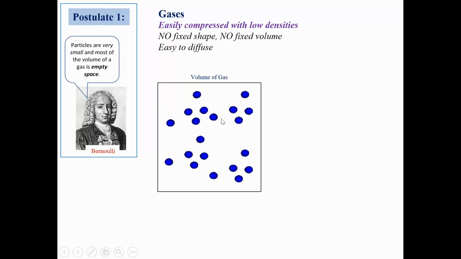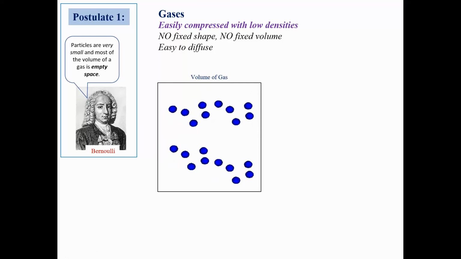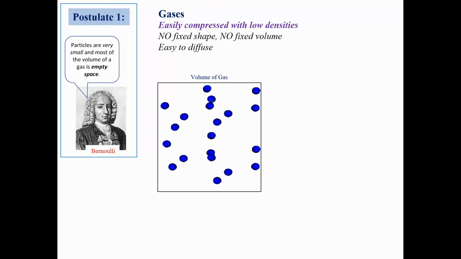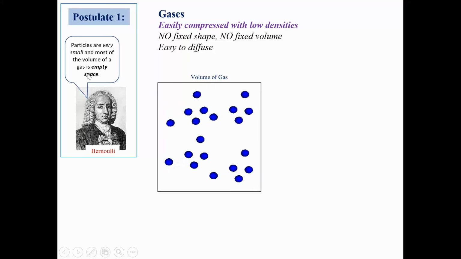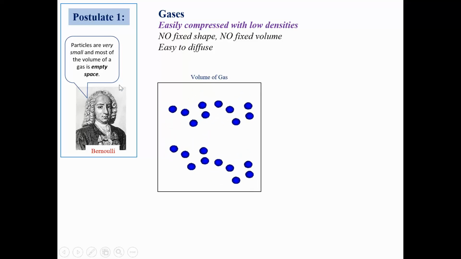You can imagine you could make this container smaller and the gas would still be able to live in there. It would have what we call a higher pressure, but that's more for next week. Just keep in mind that gases are moving around the entire container and they can be compressed easily because most of the gas volume is empty space. You can compress into that empty space.